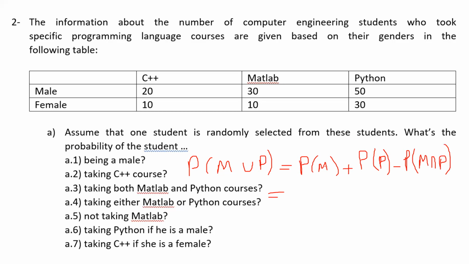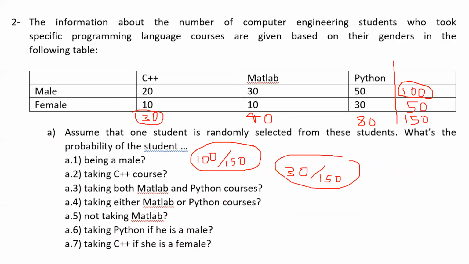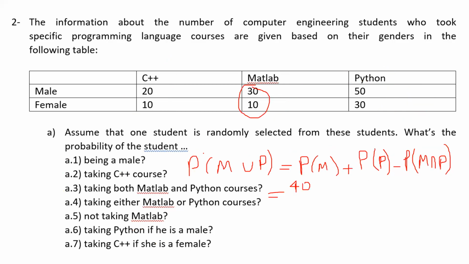So one by one, we should calculate them. What's the probability of taking MATLAB? So the summation of them is 40. As you can see, the way we did it before, here in the table, we showed what the summations are. So it's very useful for you guys to do it from the beginning. But if you didn't, directly we can write it here anyway, but it's helpful. So I suggest you guys do that. So 40 over 150, because I already know the total number of students.